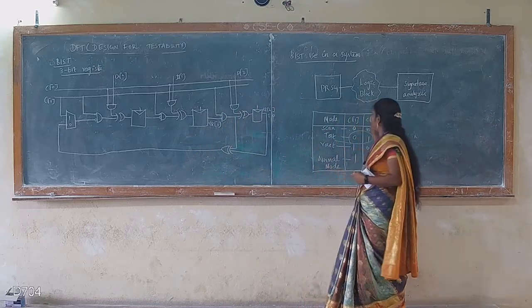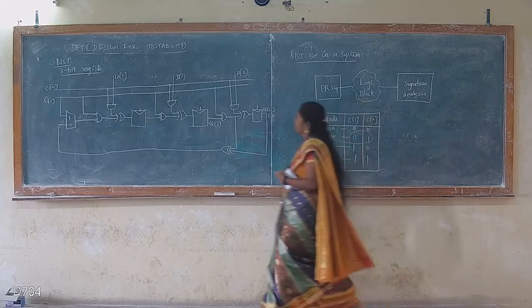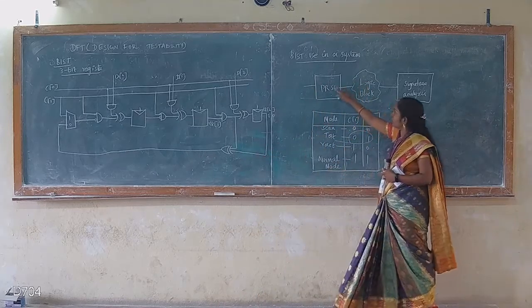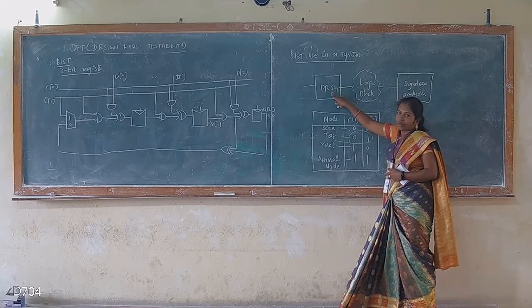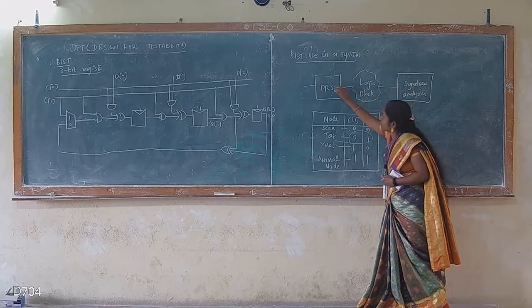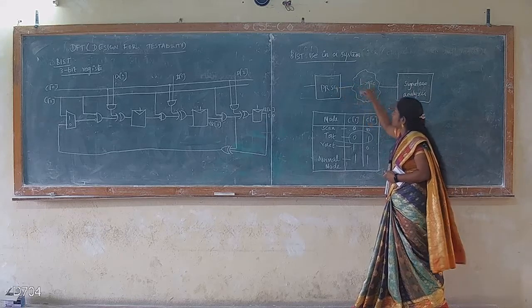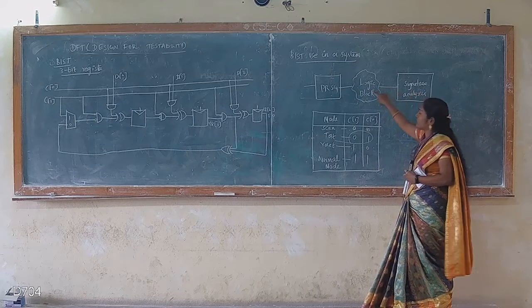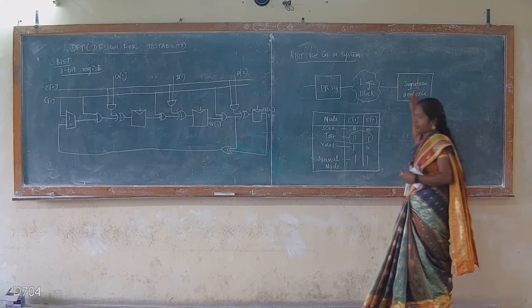So if C1 and C0 are 0 1, this is how it is used in the system. Again, as I already told you, it consists of a pseudo random sequence generator and the signature analyzer. The output of this generator is given to the logic block, that is the combinational logic block. The signature analyzer will get the input from this combinational logic.